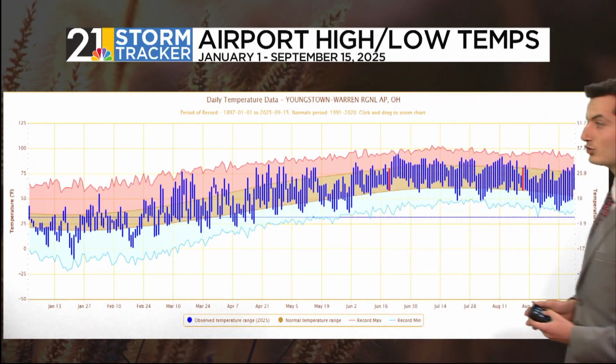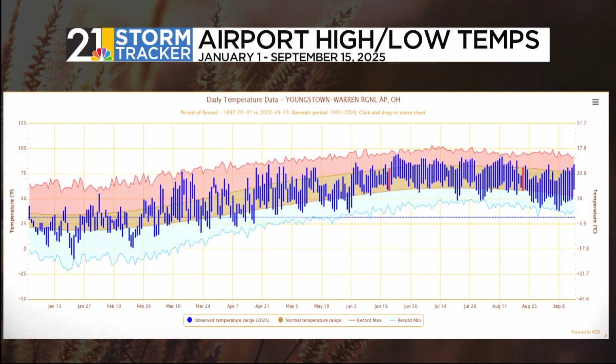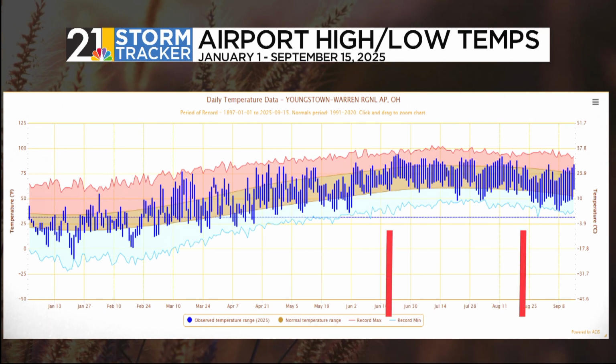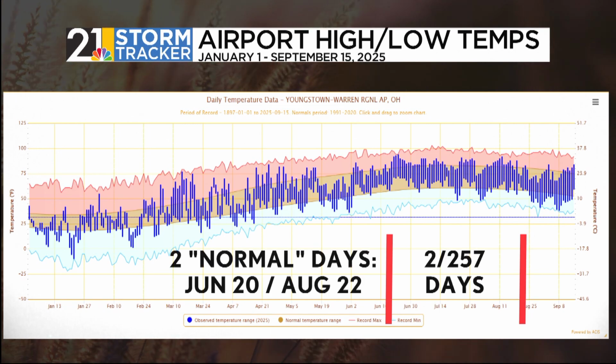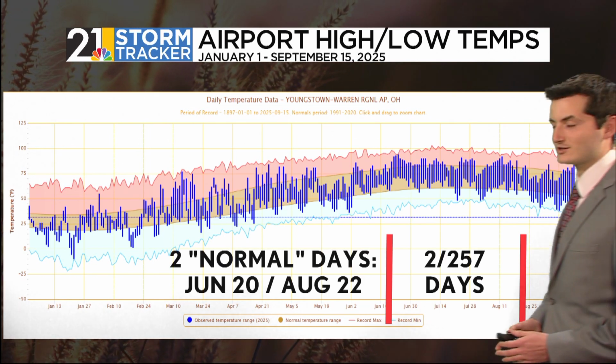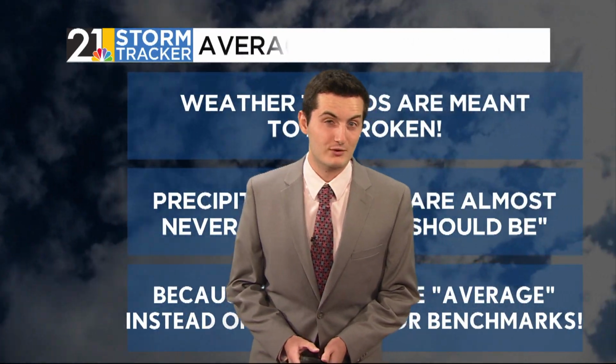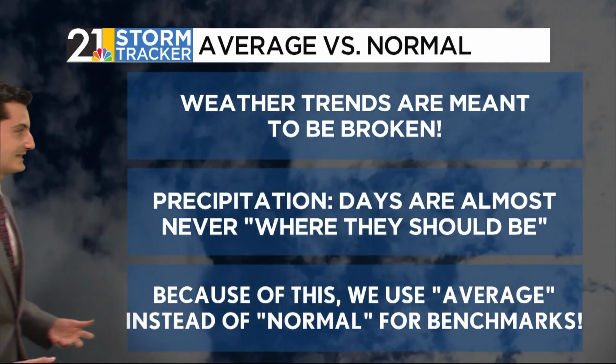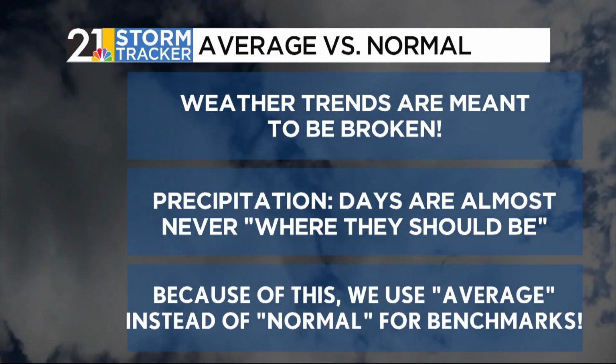And actually, out of 257 days, you could even see these red markers here. I'll make them bigger for you. 2 out of 257 days were normal, just June 20th and August 22nd. So that leaves 255 days that aren't normal. So I guess you can kind of see a trend now. Weather isn't exactly normal. Weather trends are meant to be broken.